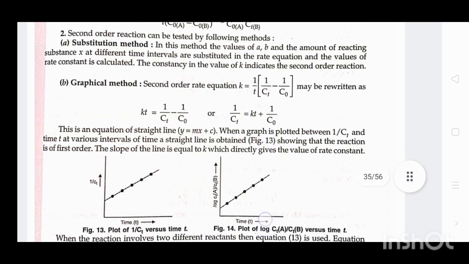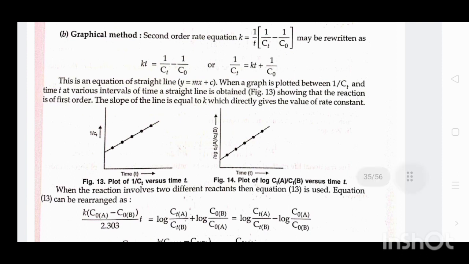This is an equation of a straight line, y = mx + c. When a graph is plotted between 1/C(t) and time t at various intervals of time, a straight line is obtained, showing that the reaction is of first order. The slope of this line is equal to k, which directly gives the value of the rate constant.